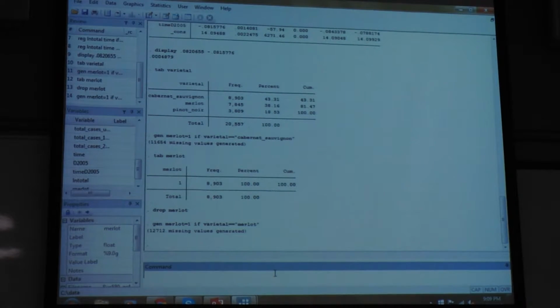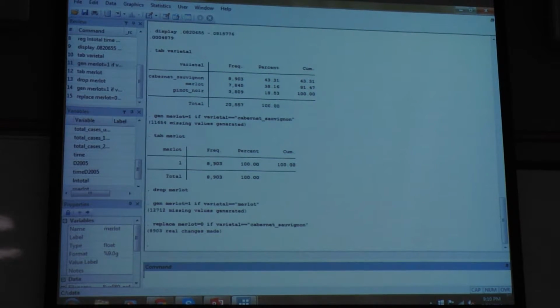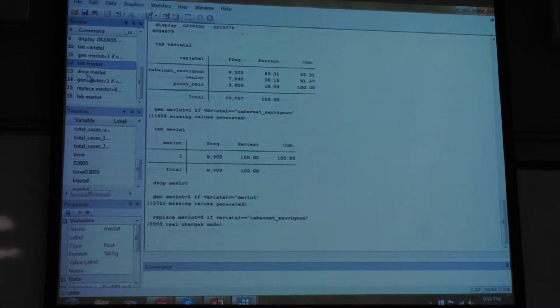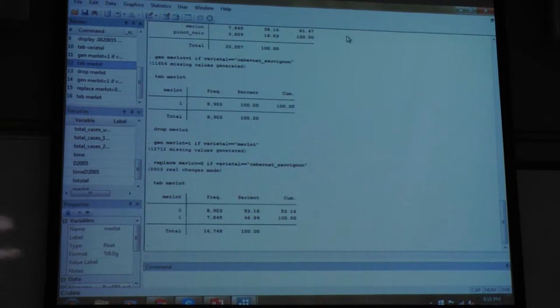All right. And I'm going to use this. I'm going to replace Merlot with a 0 if it's Cab. And I'm going to tab Merlot. And I'm going to tab Varietal.